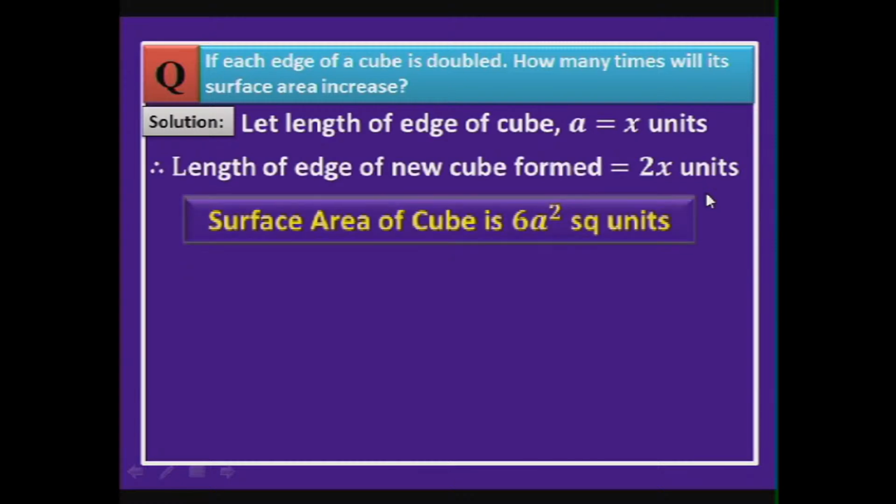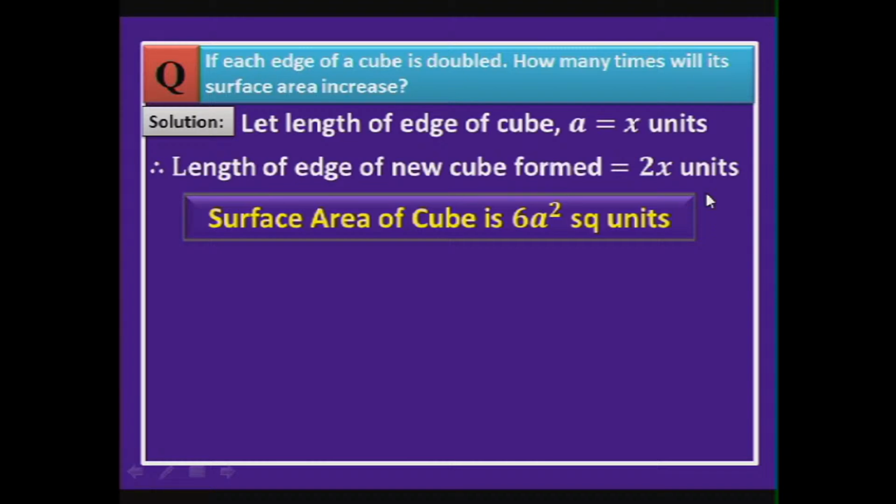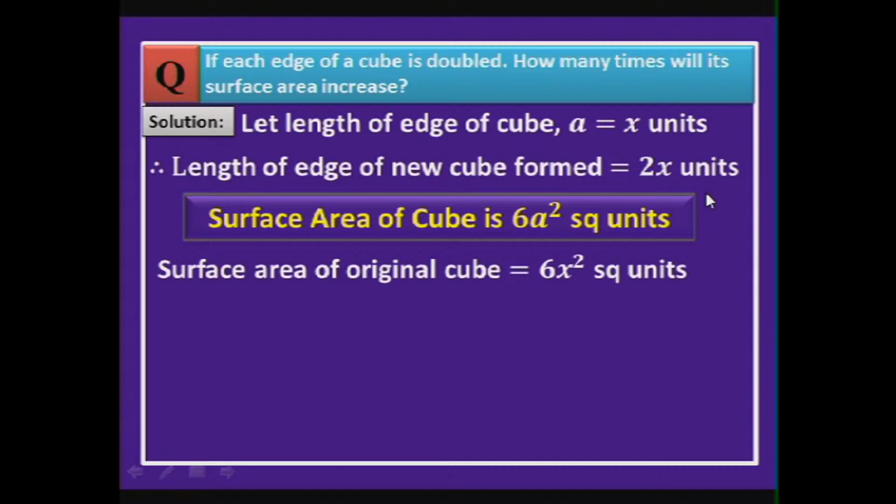Now, let us find the surface area of the cube. So, what is the formula, children? Yes, total surface area is nothing but 6a square units. So, the surface area of the original cube will be 6x square. Why? In place of a, we have x.